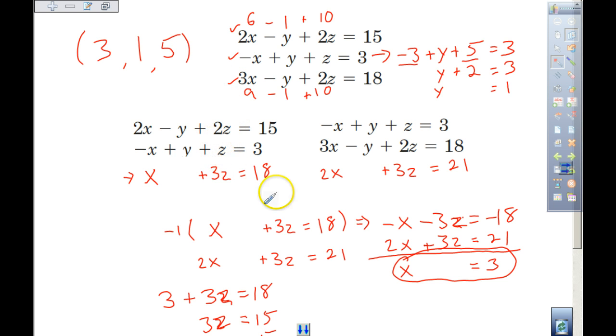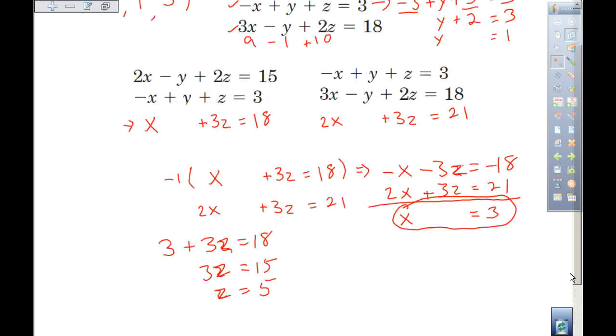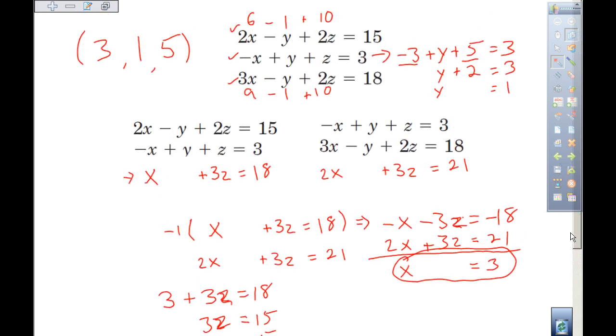Alright. Any clarification needed on any of those steps? You guys ready to give it a shot, or do you want to try another one together? Yeah? Sure. When you got X, where did you get it? We put it in the equation where it's 3 plus 3z. Right here.